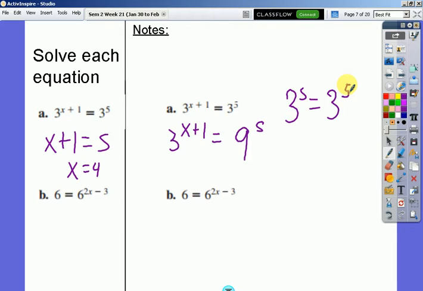What did you end up with on B? 2. Right. So you set 2x minus 3. What did you set that equal to? 1. Right. There's an implied 1 there. 6, if it doesn't have anything in the superscript here, then you know it's a 1. Not a 0, because anything to the 0 power is 1, right? So we set that equal to 1. Solve for x, add 3 to both sides. We get 2x equals 4, x equals 2.